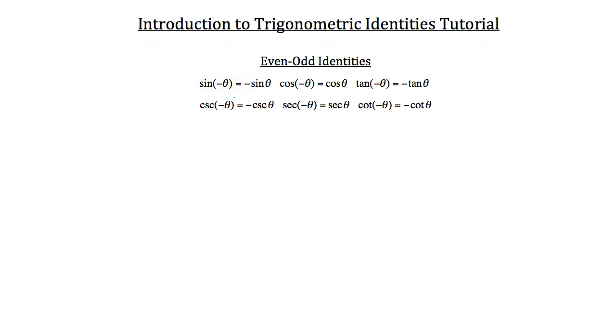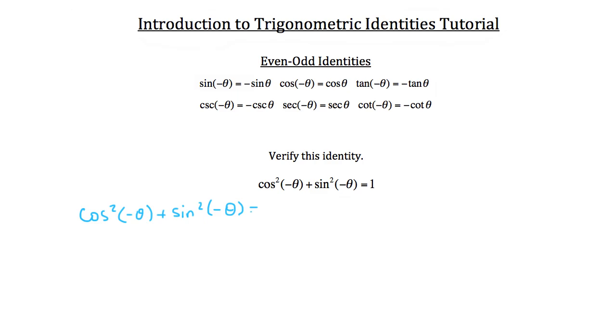So there are 6 even-odd identities, and the easiest way again to show you these is to work through a practice problem with you. So in this problem, I'd like us to verify this identity: cosine squared of negative theta plus sine squared of negative theta is equal to 1. So I'll begin by rewriting our problem over here. Cosine squared of negative theta plus sine squared of negative theta is equal to 1.